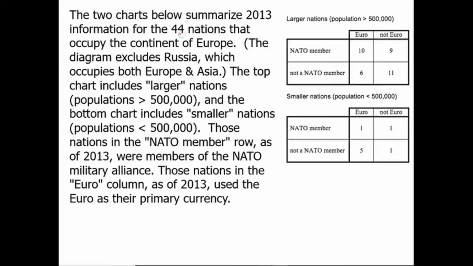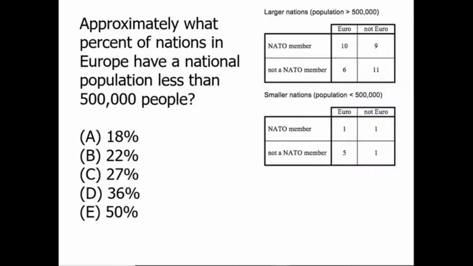We have 44 nations in Europe, and they're broken up into two charts, one with larger populations, above 500,000, and then smaller nations, less than 500,000, and classified whether they use the euro for their currency, and whether they're members of NATO. So this question is just asking what percent of nations in Europe have a national population less than 500,000. So that would be all these.